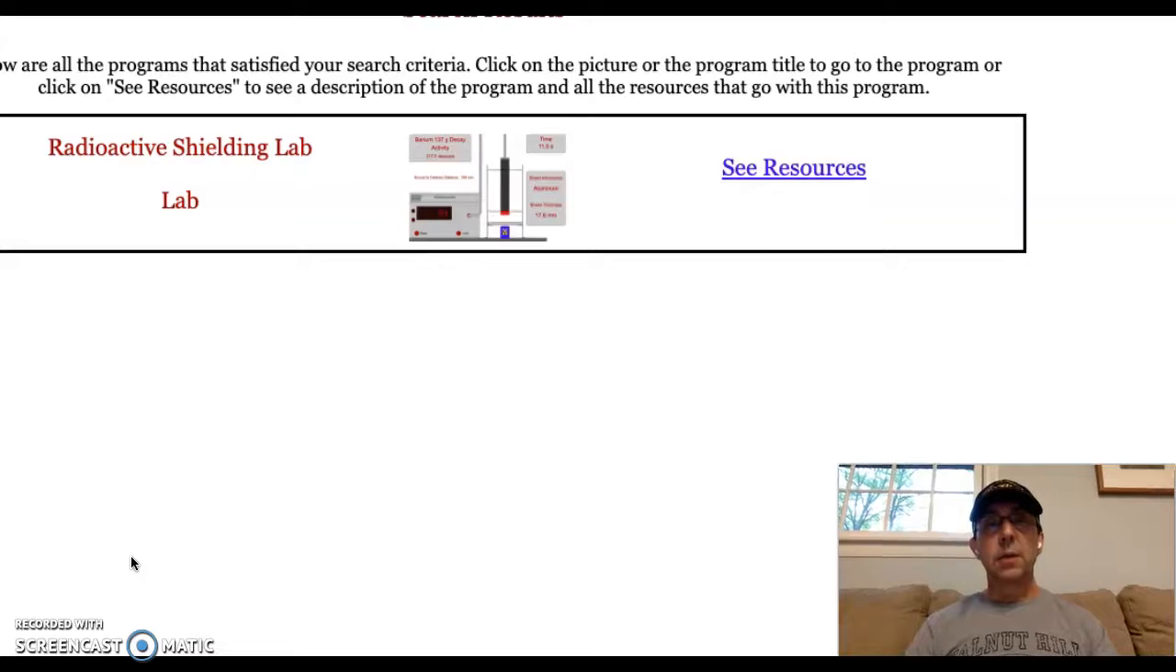Mr. Moss again, and today we're going to look more at your radiation exposure. In this lab today, we're going to look at radiation shielding and what that is and what that does. Now remember, we talked about there's three things: time, distance, and shielding. So in the last lab, we looked at distance.